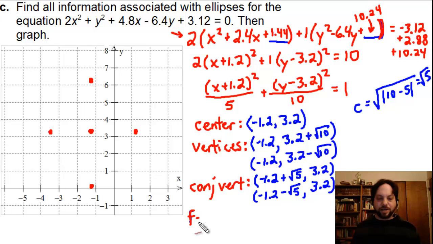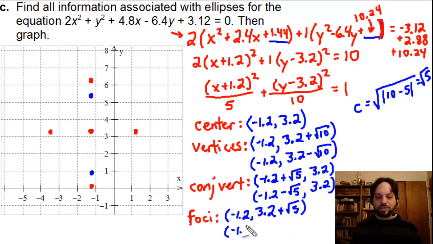My foci, well, I'm going to go up the square root of 5. That's going to take me to about right here. And let me go ahead and make that blue. And that's also going to bring me down to about right here. So those are my foci. And if I want to write those down here, which I do, negative 1.2 comma, remember it's all based off of the center. Everything is based off of the center. That's why you will always see me do the center before anything else. So there are going to be the exact locations of my foci.